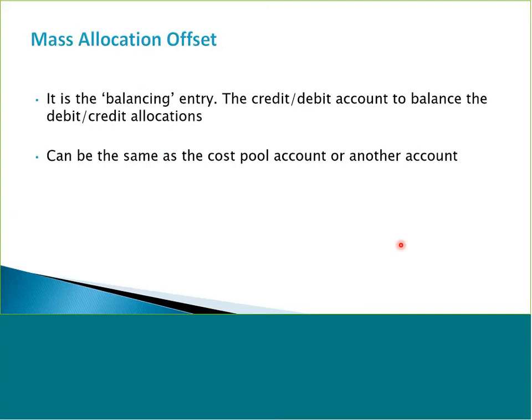The next line we have seen there is the line O, and this is the mass allocation offset line. We have already encountered this concept of an offset line when we were doing recurring journals. So the offset line is the same concept. It's the balancing entry, right? For every journal that is produced, we have to have the debits and the credits equal, right? So it is the credit or the debit account that is used to balance the allocation lines that are produced by the allocation formula.